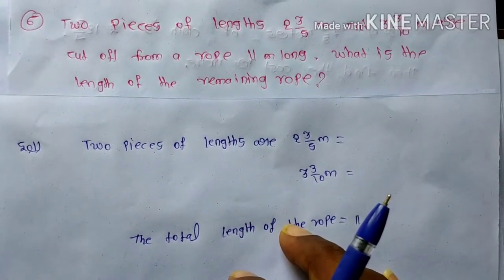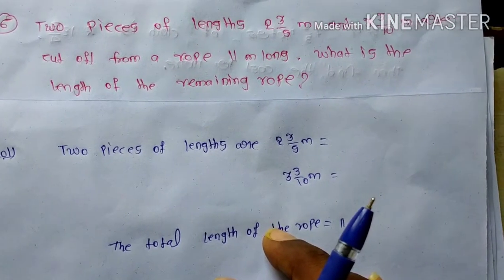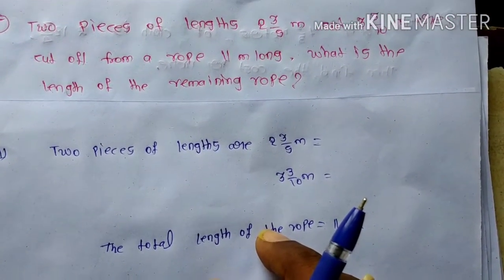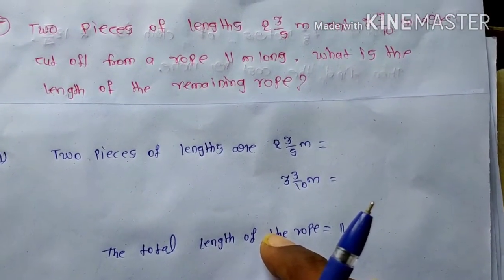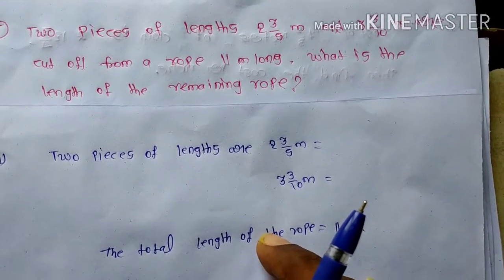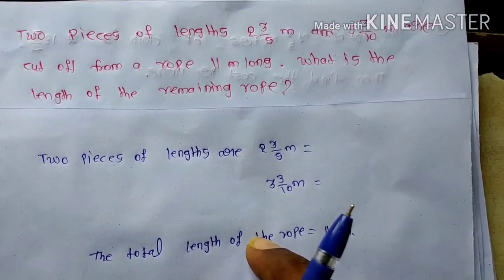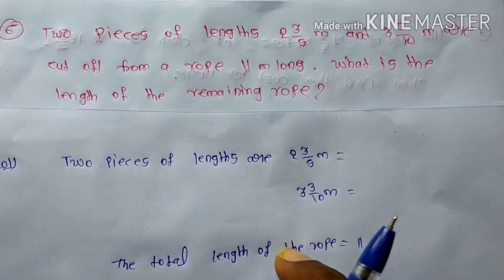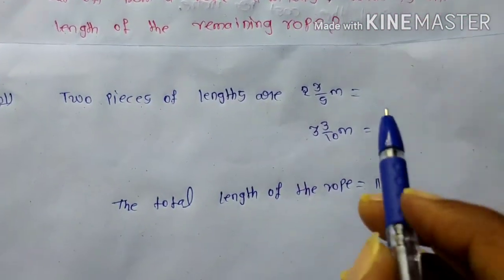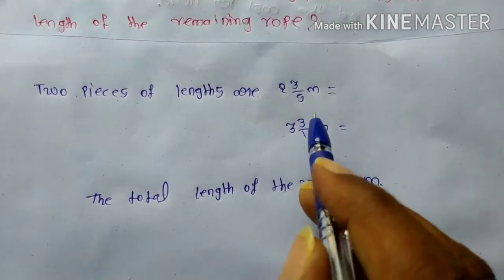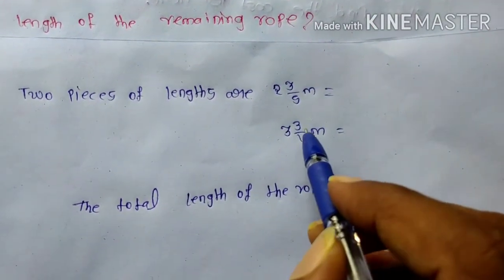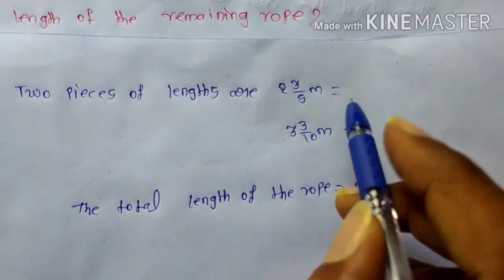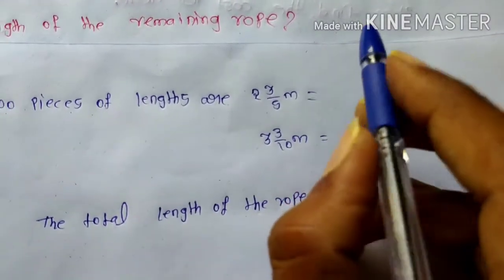Now you can see here exercise 1.3 question number 6. Two pieces of length 2 3 by 5 meters and 3 3 by 10 meters are cut off from a rope of 11 meters long. What is the length of the remaining rope? First I am writing the two pieces' lengths: 2 3 by 5 meters and 3 3 by 10 meters. First you can convert them into improper fractions.